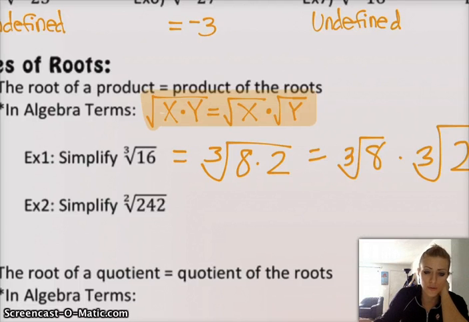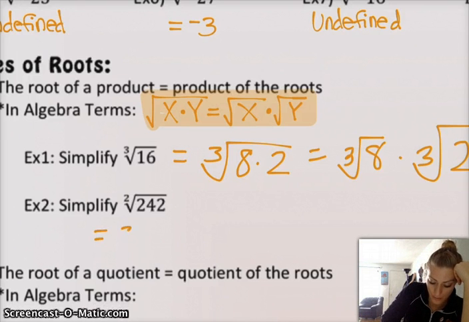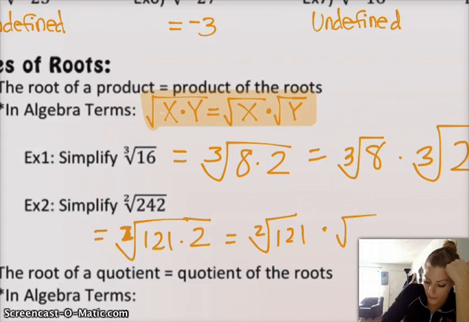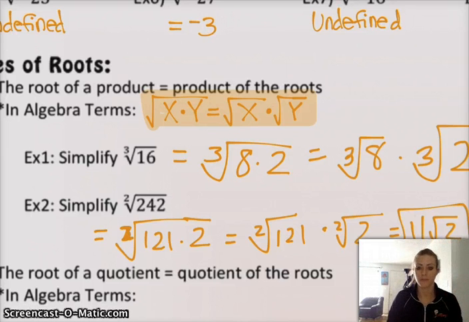Second example is the square root of 242. Now, I can tell that that's divisible by 2, so I'm just going to go ahead and write that as the square root of 242 divided by 2 is going to be 121 times 2. Oops, and it's the square root. So then I can break that up into the square root of 121 times the square root of 2, right? The square root of 121 is 11. 11 times 11 is 121. So we have 11 times the square root of 2. So that would be our simplified answer for number 2.